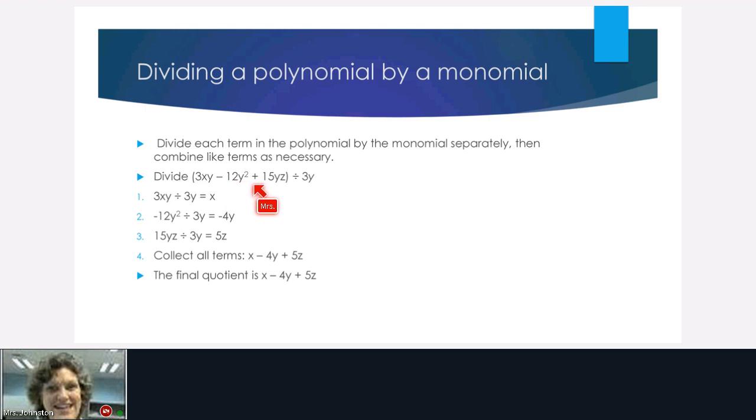The next term is negative 12y squared. Negative 12y squared divided by 3y would start with negative 12 divided by 3 for negative 4, and y squared divided by y would give you y. The next term is 15yz. 15 divided by 3 would be 5. Y divided by y would be 1, so it's not written at all. And the z is not divided by anything, so it comes straight over. Now you can collect these three different terms. X minus 4y plus 5z is the final quotient.